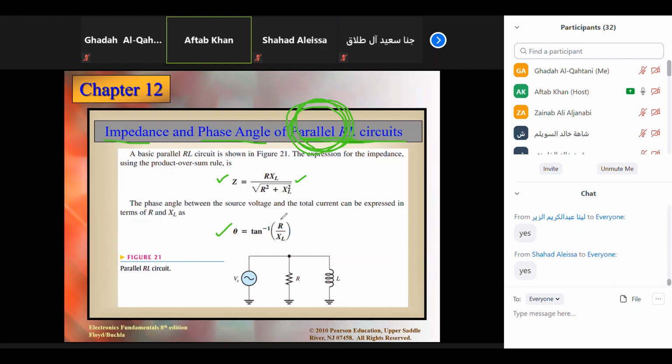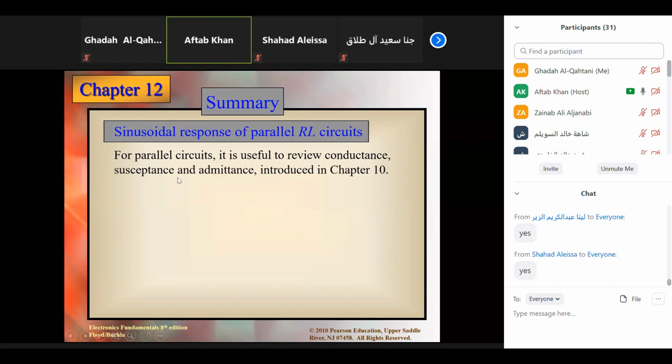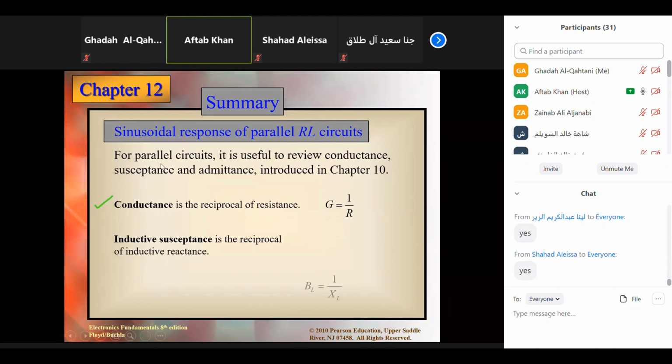Right? The formula is exactly the same, only XL is replaced by XC, correct? Now, see the sinusoidal response for the parallel RC circuit. Do you also remember the concept of conductance? G is equal to 1 over R. Similarly, we discussed inductive susceptance and capacitive susceptance.